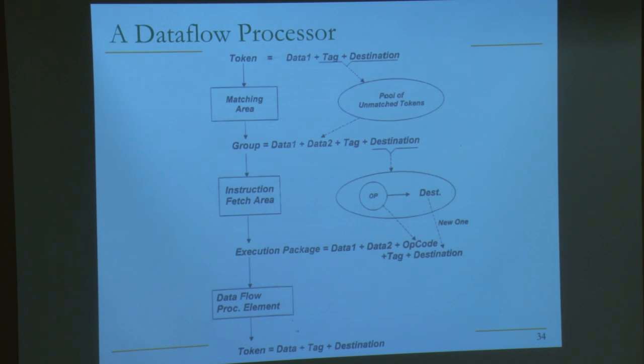Now, what is this matching area? This is where the instructions are waiting, or unmatched tokens are waiting. Basically, what happens here is: is there another token waiting for the same instruction for a different port? So you have two.